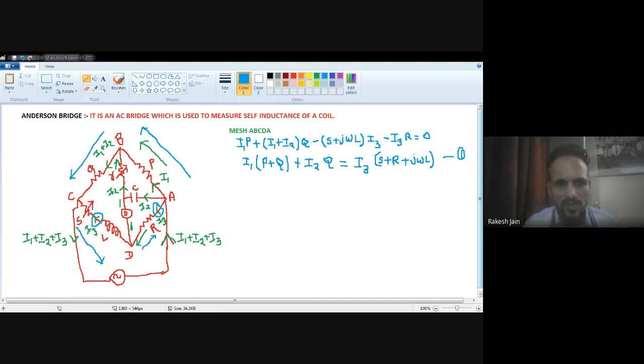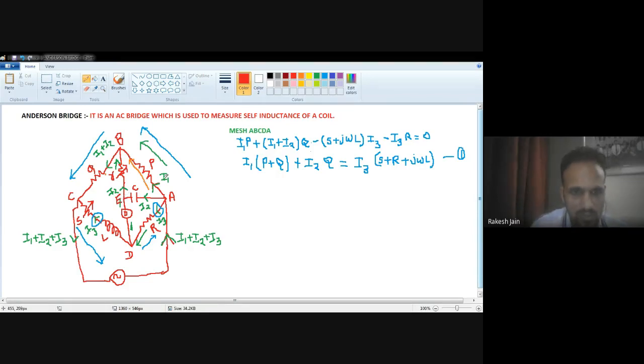Now see my equation number 2, which is from the second mesh, that is ABEA. Consider the second mesh as ABEA. I am talking about this, which I showed you in the diagram with orange color. First I have to go from A to B, then I have to go B to E. Which one is E? The E is the middle terminal, that is the second terminal of capacitance. I just write down here. This one is my E terminal.